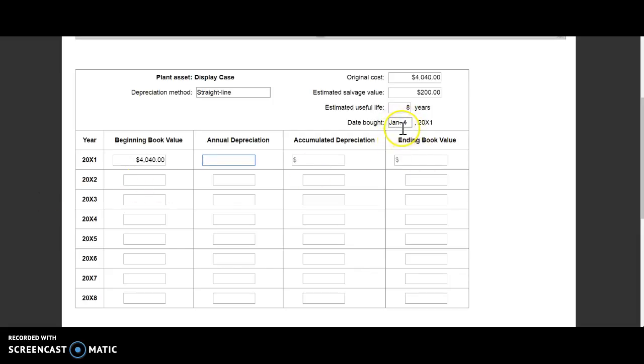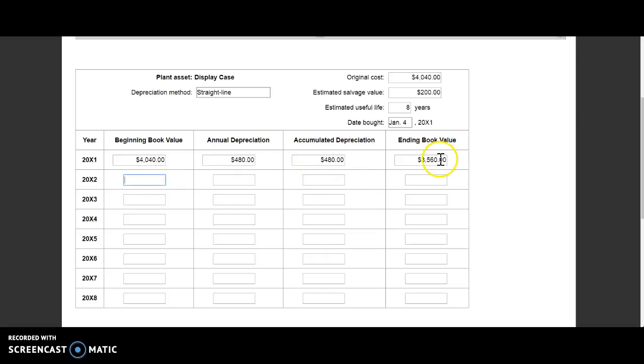Now, we bought it at the beginning of January, so we owned it for a full year. So that first year we are going to depreciate for the full amount, $480. The accumulated depreciation is simply $480 again. And then the ending book value is where we take the beginning book value minus the accumulated depreciation. So now we have 3,560.